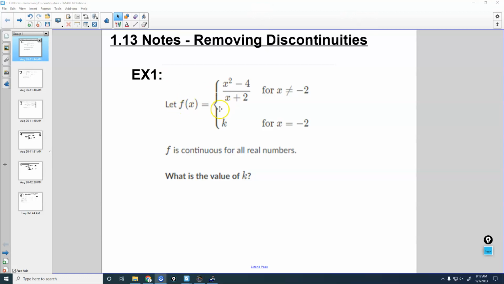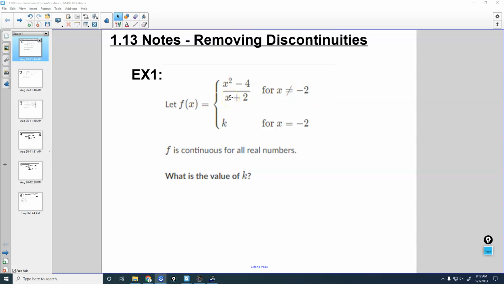So this particular function is f of x equals, and then we have this equation that we use for everywhere except x equals -2. And then at just x equals -2, we have this value of k right here. Why is this not used at x equals -2? There is a hole in that graph, right? -2 would give you a 0 in the denominator here.